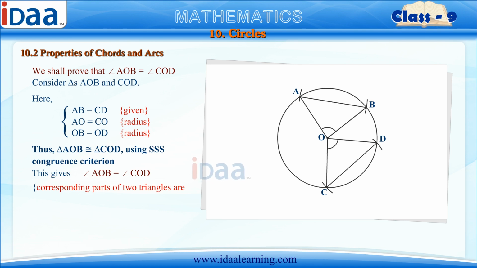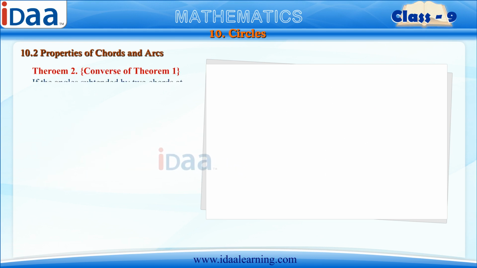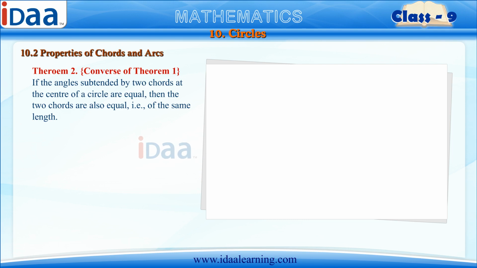The converse of this theorem is also true. Theorem 2. Converse of Theorem 1. If the angles subtended by two chords at the center of a circle are equal, then the two chords are also equal, that is, of the same length.